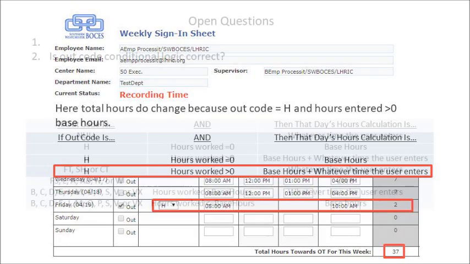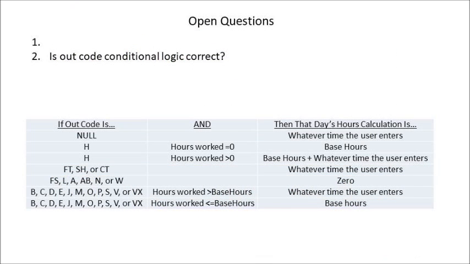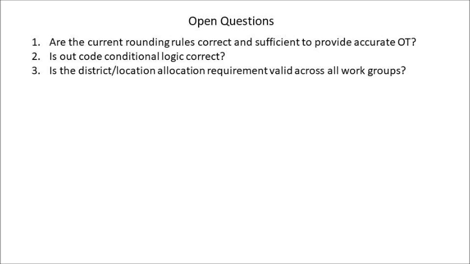So just to recap on the second question, is the conditional logic we're using in this table correct and accurate to move forward? That brings us to our third question. Is the district and location allocation requirement valid across all work groups?